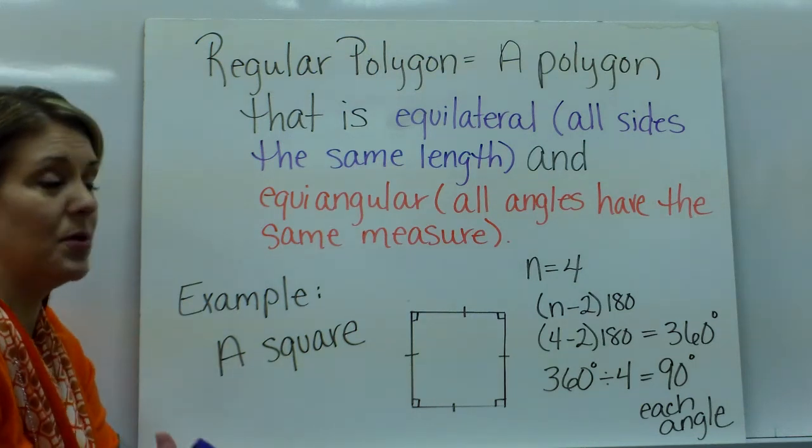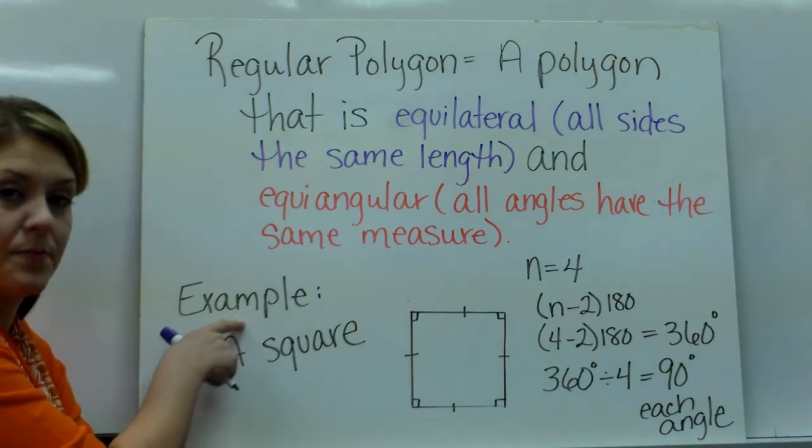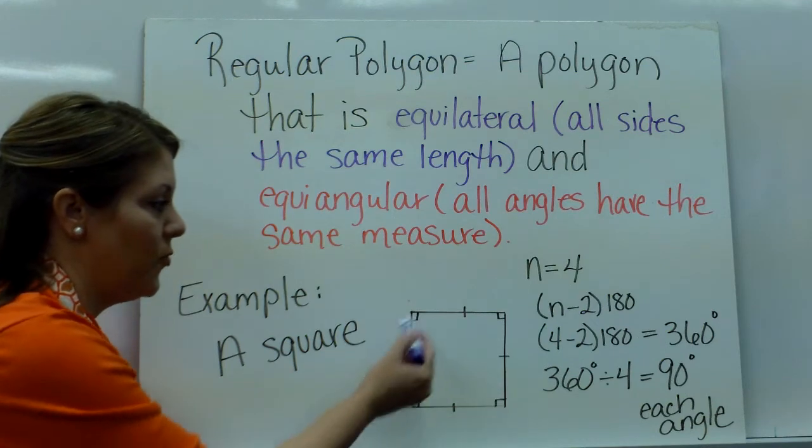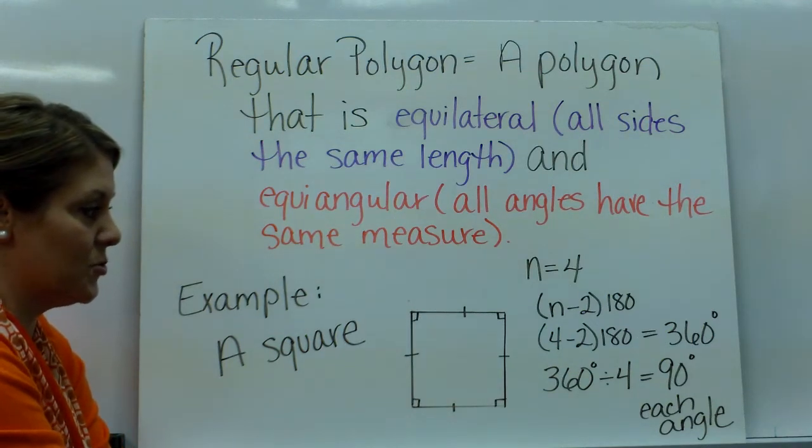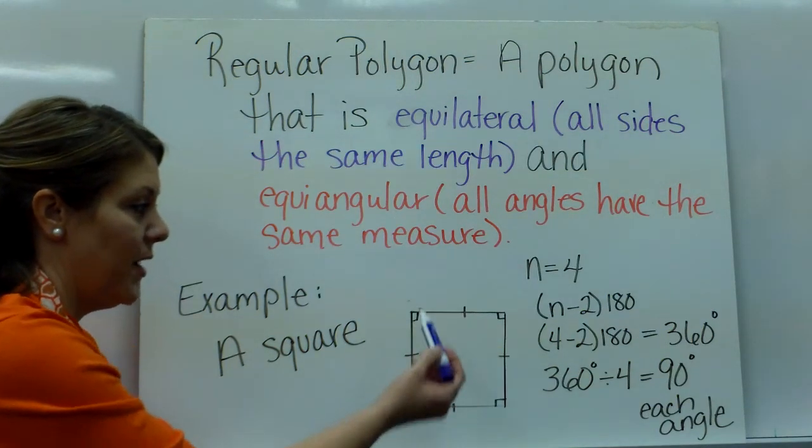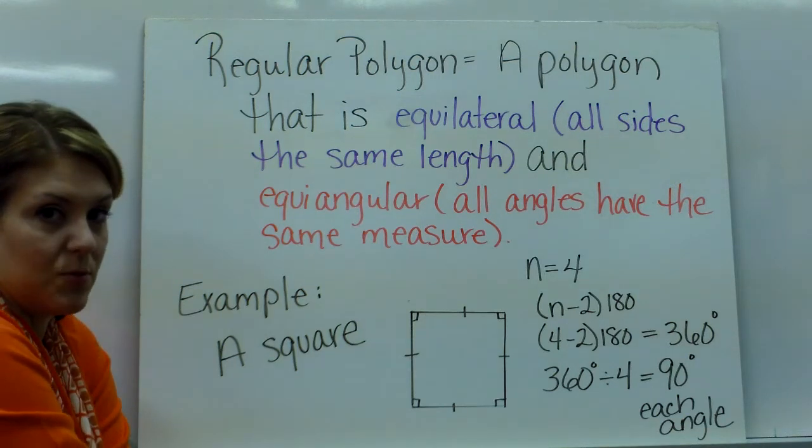A common example of a regular polygon is a square. In a square, we know all 4 sides are going to be the same measurement, and we already know that all 4 angles are going to be the same measurement as well.